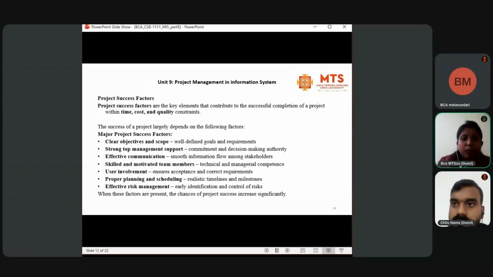Now, project success factors. What are the project success factors? They are the key elements that contribute to the successful completion of a project within time, cost, and quality. The success of a project largely depends on the following factors.